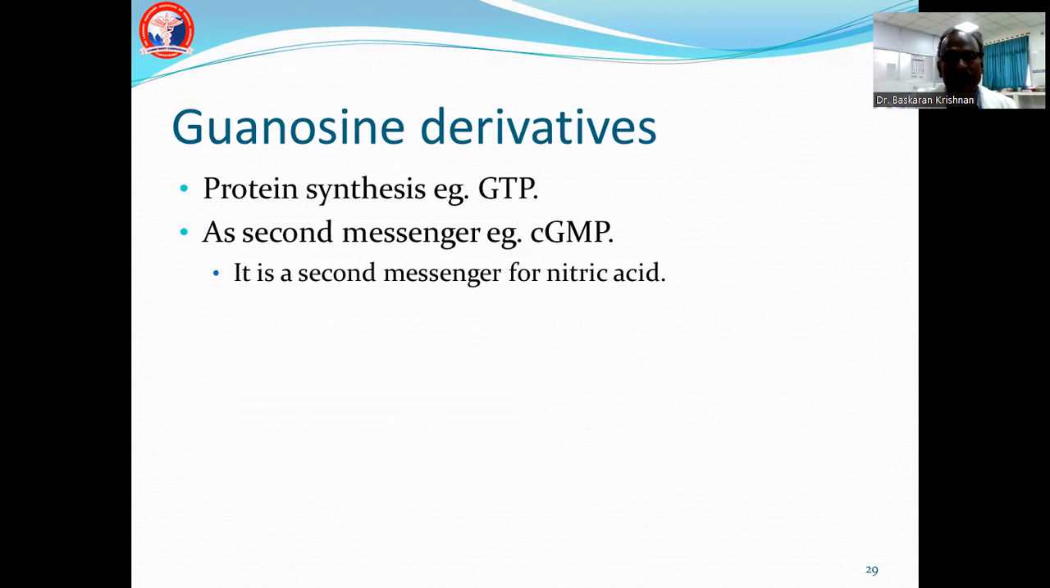In guanosine derivatives, GTP is used for protein synthesis, and it is also a second messenger, for example, cyclic GMP. It's a second messenger for nitric oxide, and also for atrial natriuretic hormone.